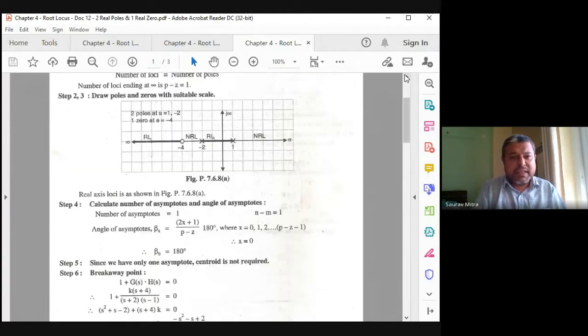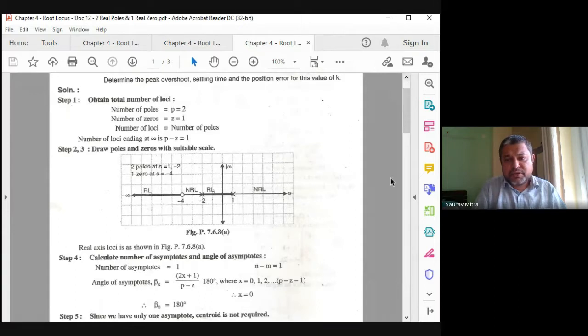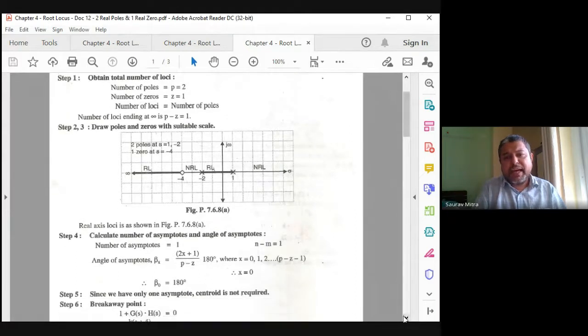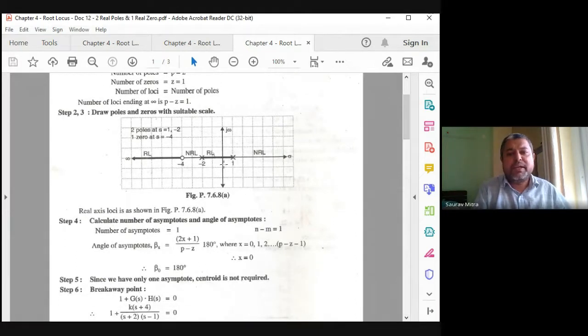So sigma c I think is calculated on the previous, or it is not calculated anywhere. So first add all the real values of poles. That is minus 2 plus 1, that is minus 1, minus all the real values of zeros. That means minus 1 plus 4, which is plus 3. Plus 3 divided by 2, that means 1.5. So in this case, sigma c will be 1.5.